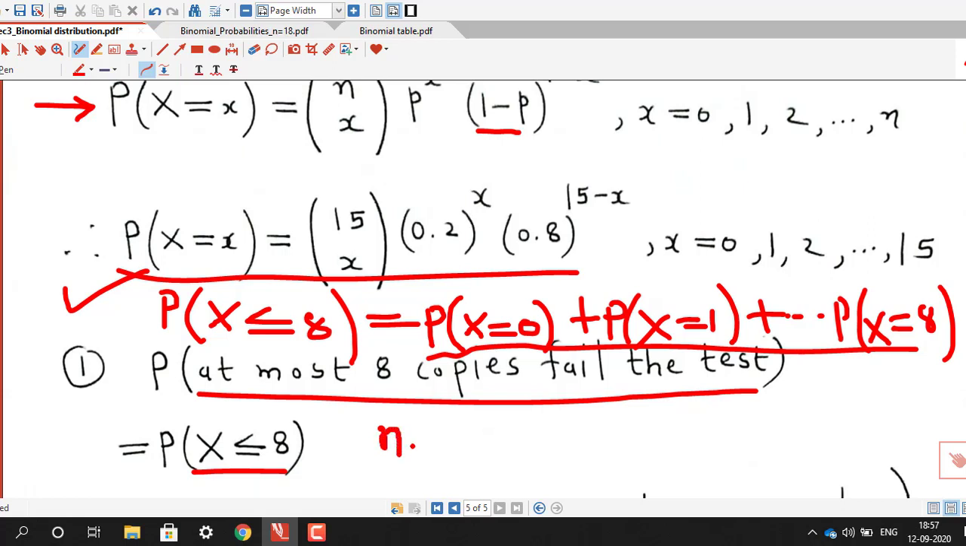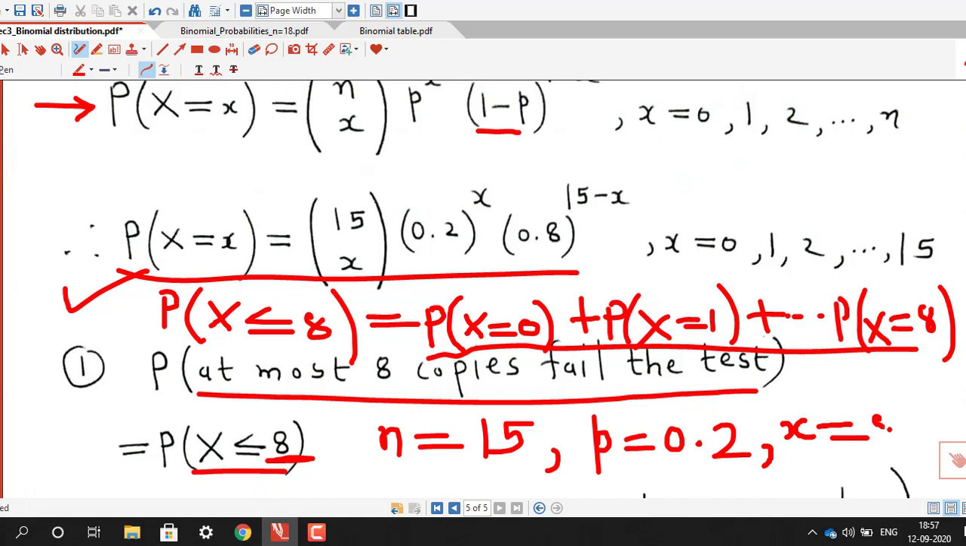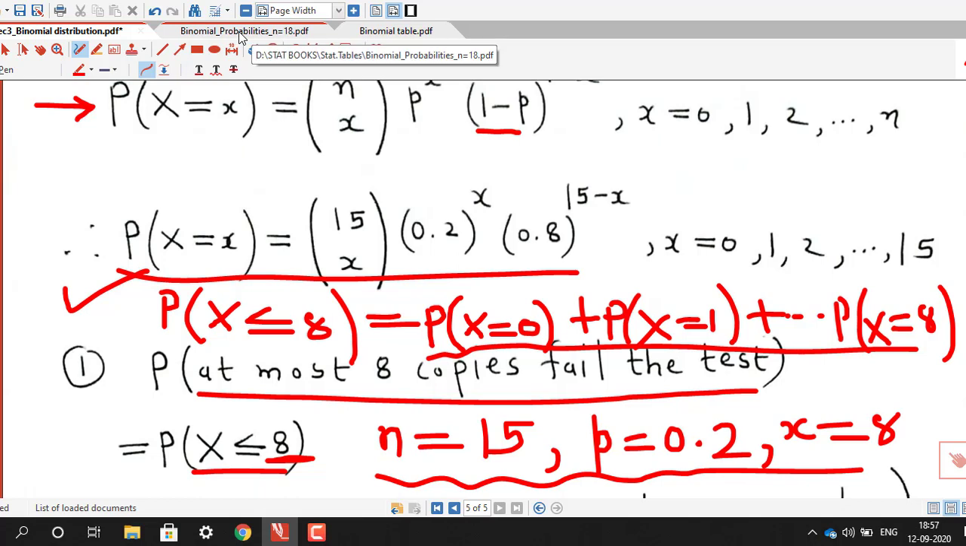So here in this experiment, n is 15 and p is 0.2. And we are interested in this event, capital X is less than or equal to 8. So we will consider small x equal to 8. So we will check the table for these three values, n equal to 15, x equal to 8 and p equal to 0.2. So n is 15, p equal to 0.2 and x equal to 8.